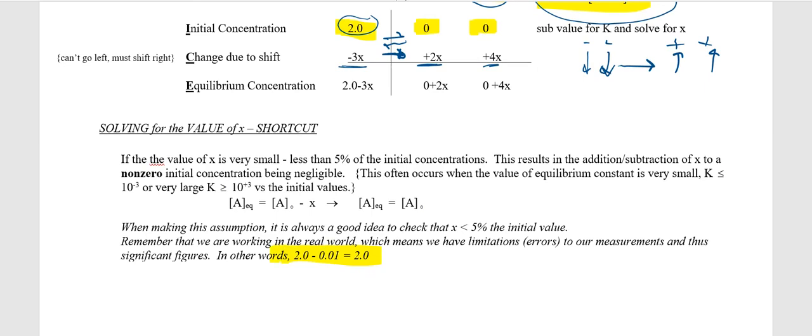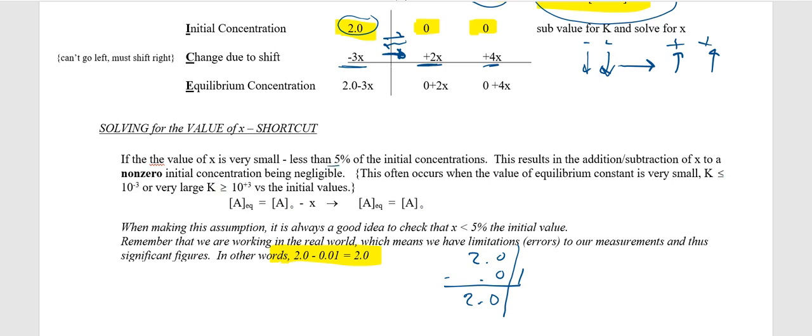But 2.0 minus 0.01 isn't 1.99. It's 2.0, because by sig figs, it's the least number of decimal places. You can only have one decimal place. So using this whole idea that we have error in our measurements and such, that limits you.